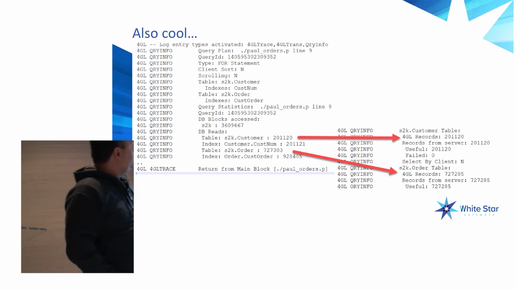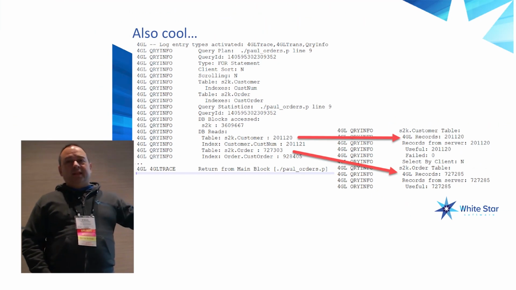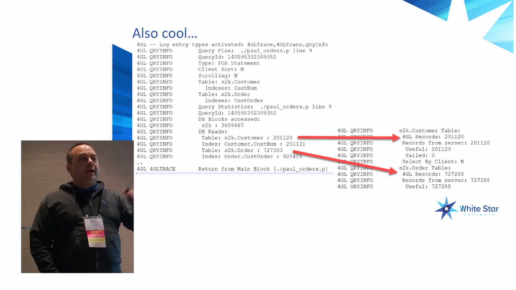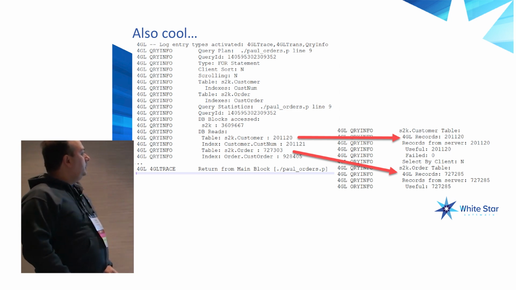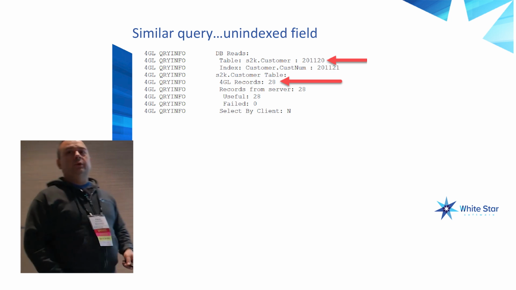Also cool here, I'm showing you over here where to go: the number of useful records. I mentioned that earlier. Having this useful record count, if at the end you did 700,000 reads, but it told you I only extracted 2 useful records, again, it's an indication that your query is probably not as efficient as it needs to be. Here's my example that I wanted to show. With an unindexed field, I did 200,000 record reads, but I returned 28 records to the user.